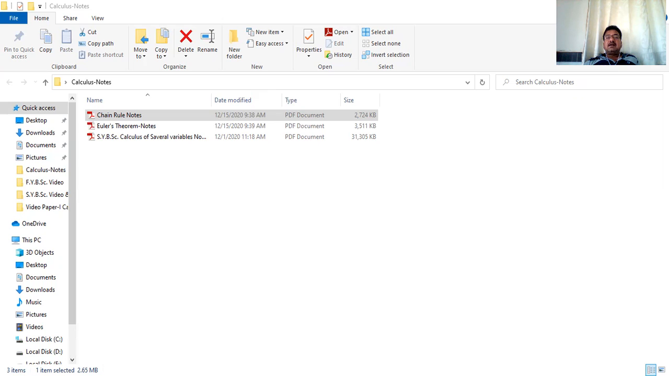∂w/∂r at r equal to 1 and s equal to minus 1. So w is a function of x, y, z, which are functions of r and s. So we have ∂w/∂r and ∂w/∂s. We have to find ∂w/∂r only, using the chain rule at r equal to 1 and s equal to minus 1, substitute that.